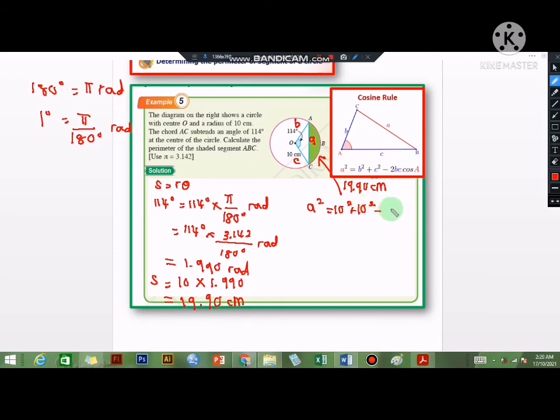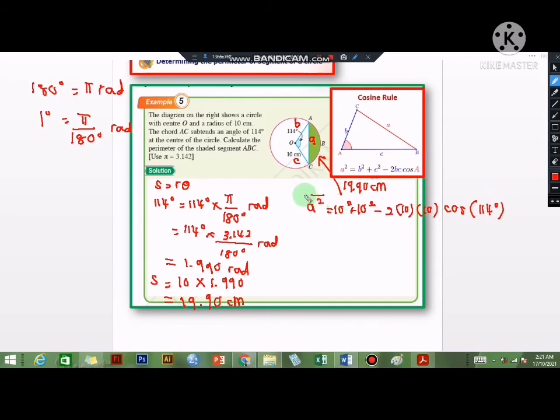minus 2BC. The value of B and C is 10 and 10, so 10 multiplied by 10, and then cos A. A represents the theta. So the theta is 114 degree.